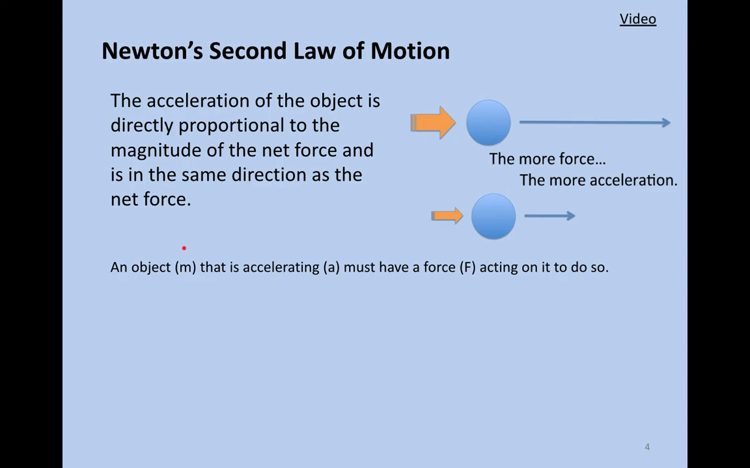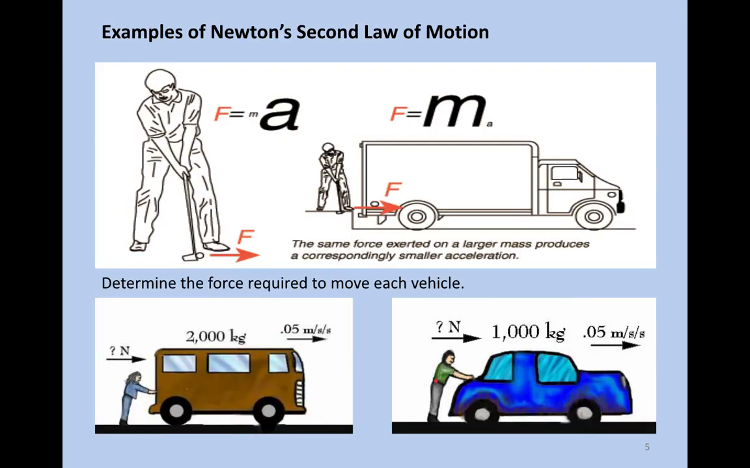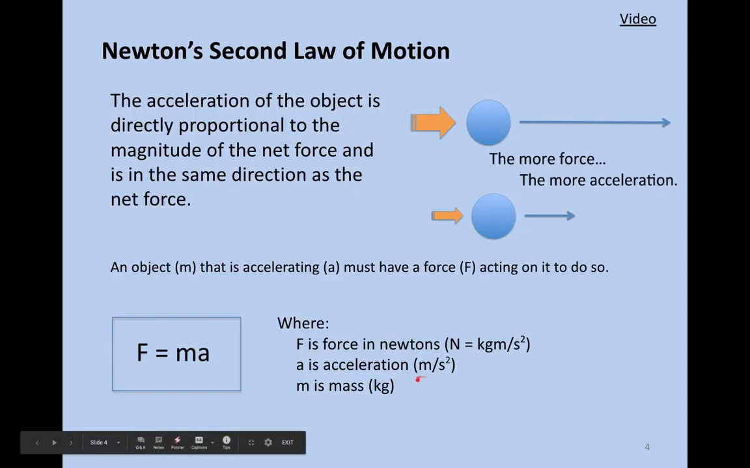So what does this look like as far as its formula? An object, m, that is accelerating must have a force acting on it. So F equals ma, where force is in newtons, which is a kilogram meter per second squared. Just use newtons. a is acceleration in meters per second squared. m is mass in kilograms. Base units: kilograms, meters, seconds.